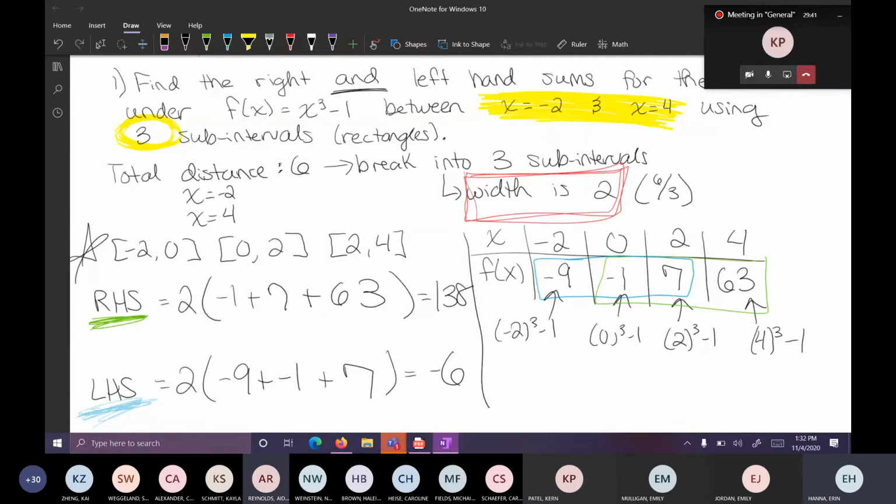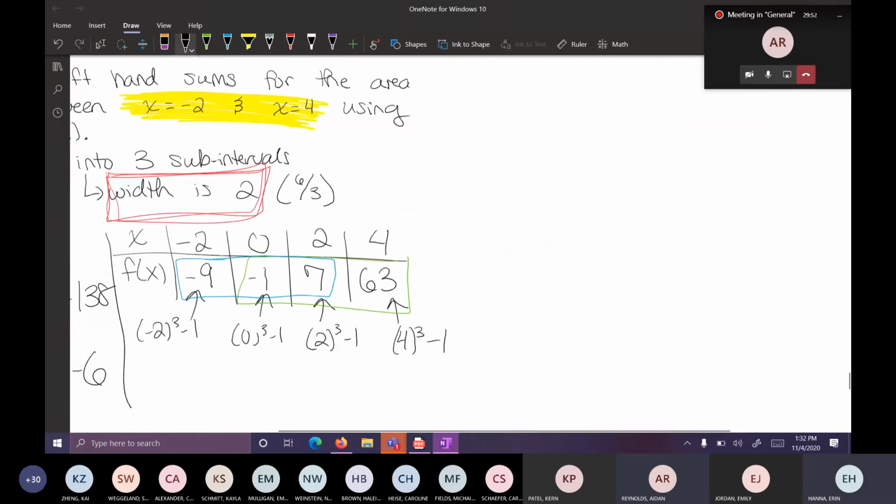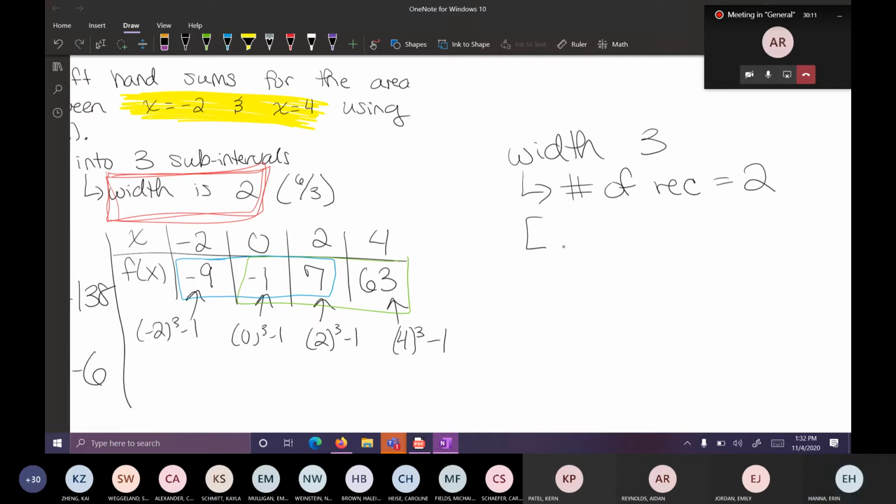I have one quick question. If we were given the width, we would just take the distance we find and divide it by the width to find the number of rectangles? Yes. Say the width was 3 instead of the number of rectangles. Using the exact same problem, the number of rectangles would be 2. So the intervals would be -2 to -2 plus 3, which is 1, and 1 plus 3 is 4, and we're supposed to stop at 4.